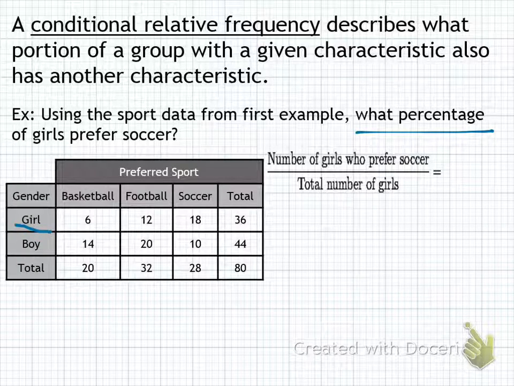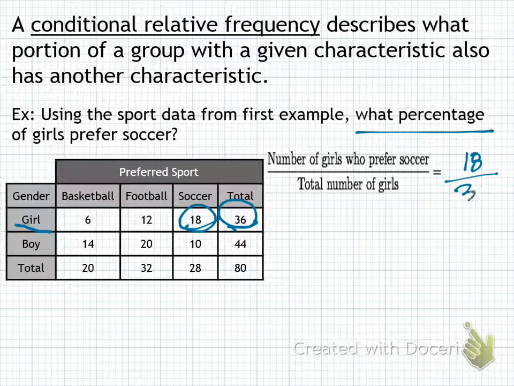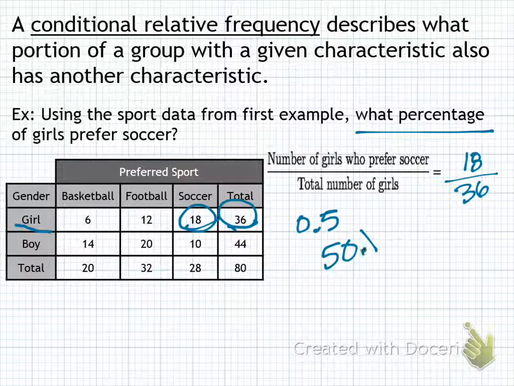So the girls, the total was 36. So when I'm looking at what percentage of girls preferred soccer, I want to look at the number of girls that preferred soccer divided by the total number of girls. So this would be 18 over 36, which if you solve that, you would get 0.5, which is 50%. So 50% of the girls prefer soccer. Okay, and that's another useful statistic, right? That's a question that someone may ask. So that's how we would do the conditional relative frequency.